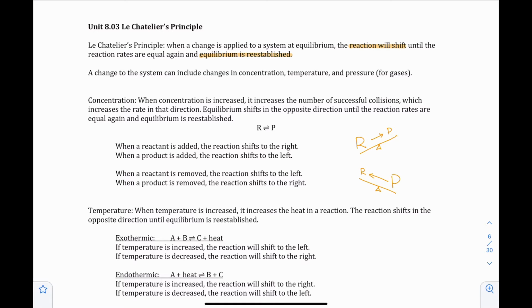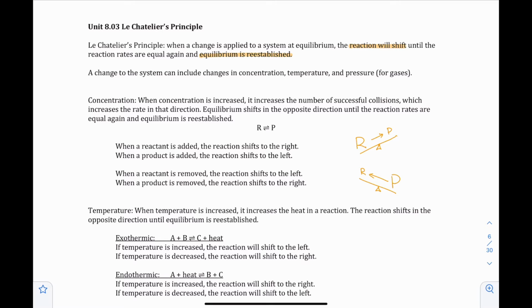For example, if reactants are added, the reaction will shift right toward the products to reestablish equilibrium, and if products are added, the reaction will shift left toward the reactants to reestablish equilibrium. If reactants are removed, the reaction will shift left toward the reactants, and if products are removed, the reaction will shift right towards the products.